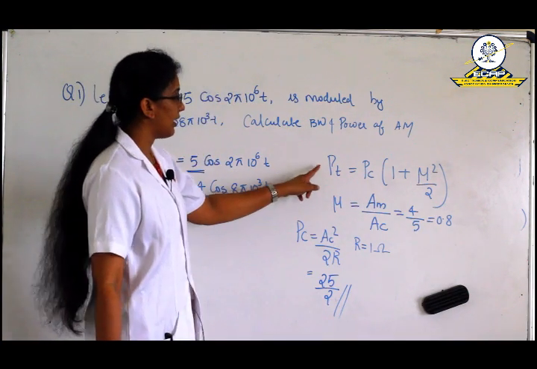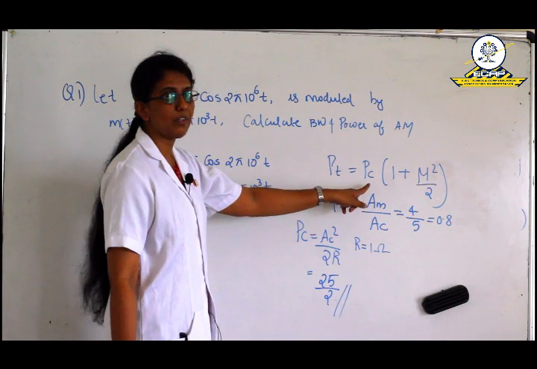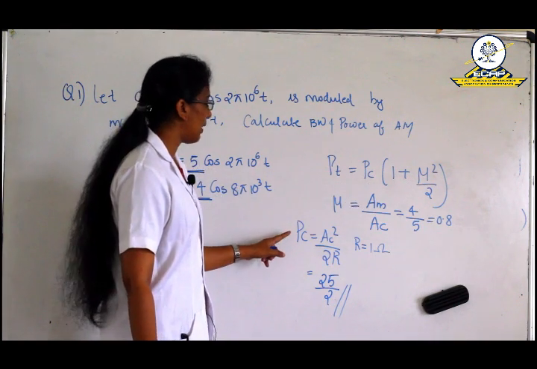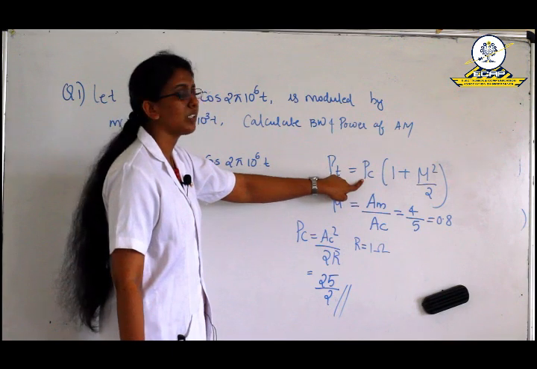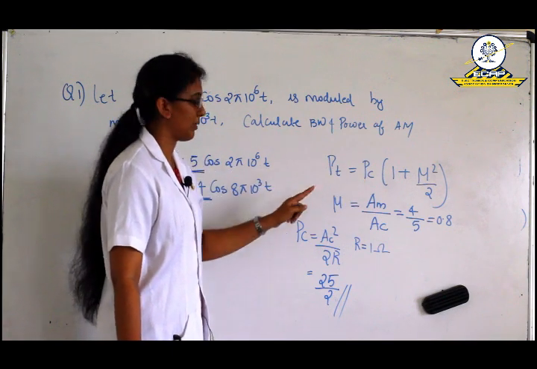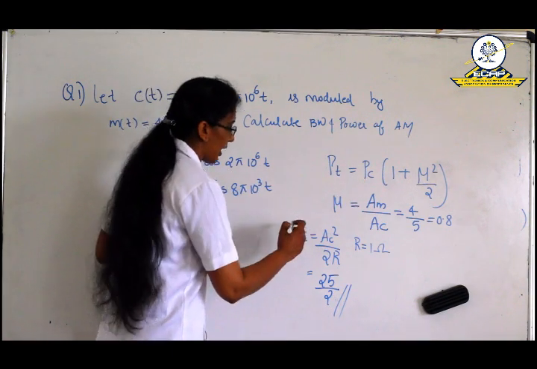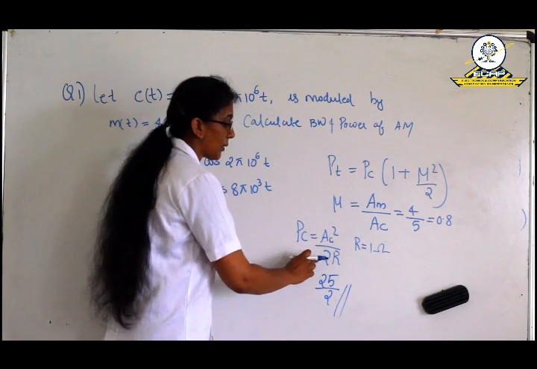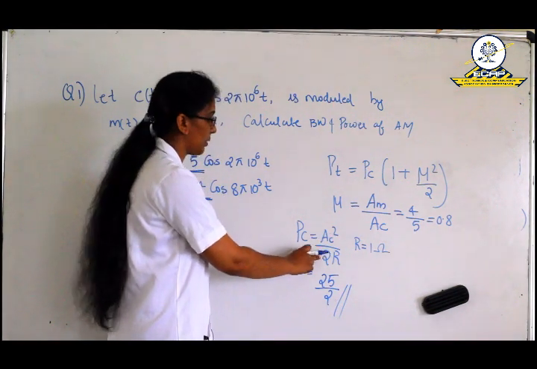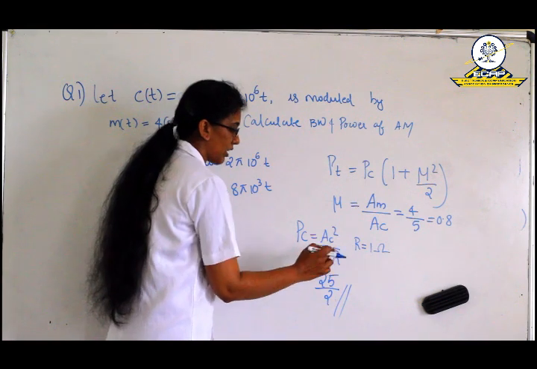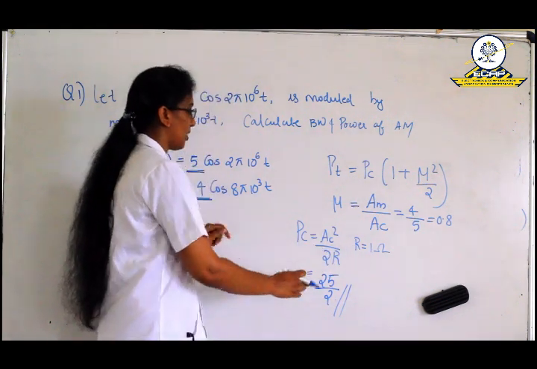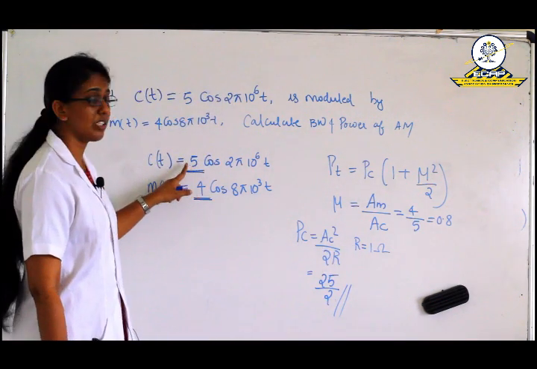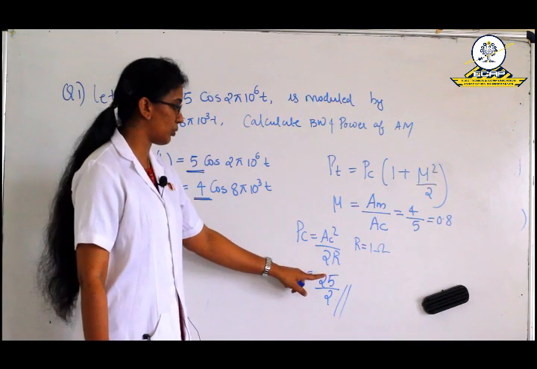So the equation for PT is equal to PC into 1 plus mu square by 2. Now for the power calculation, we need to calculate PC. PC means carrier power. The equation for carrier power is equal to AC square by 2R in terms of amplitude. Let's consider resistance value is equal to 1. We get AC square by 2. Substitute the value of AC. AC is equal to 5. So AC square means 25 by 2.